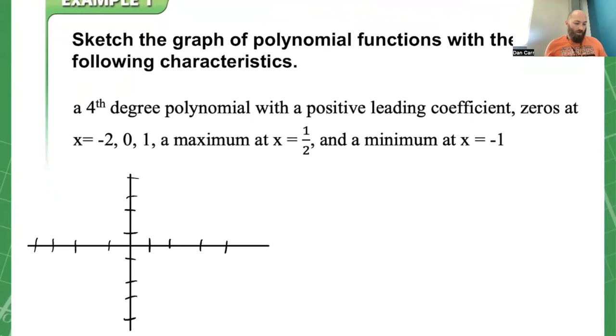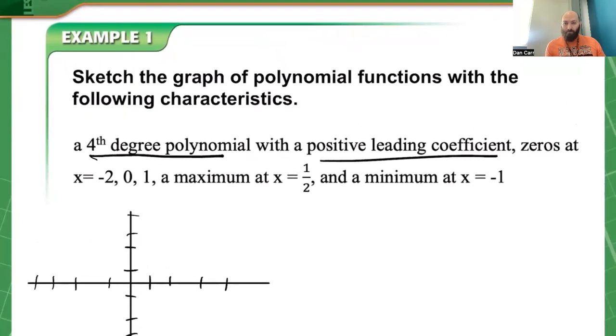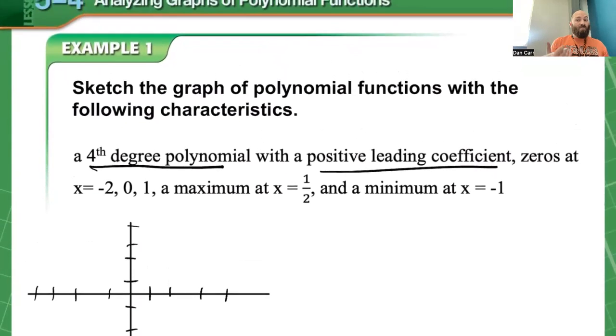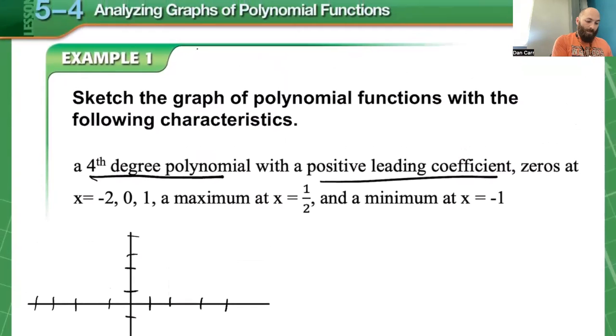And that's enough there. Okay, so we have a 4th degree polynomial with a positive leading coefficient. So let's talk about that real quick. What happens when we have positive and negative leading coefficients? So you've probably seen some examples like this, but here's the idea. If I have a positive with an even degree, then that means my end behaviors kind of do this. They go both up.